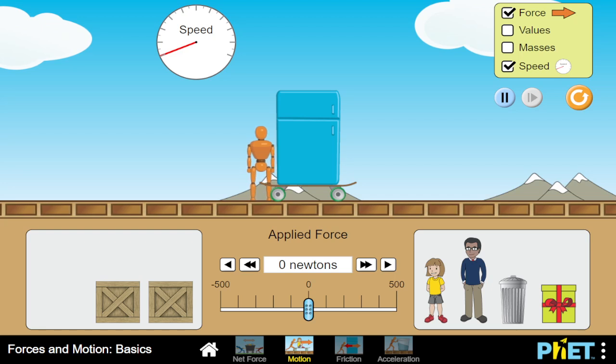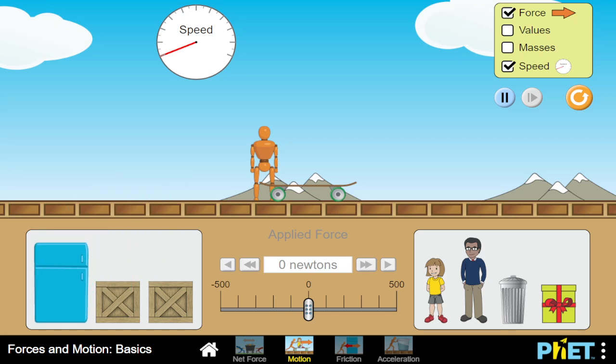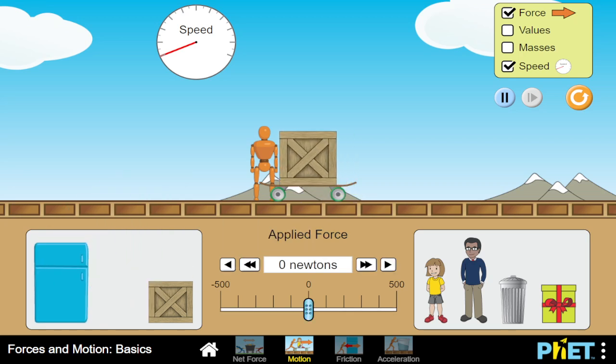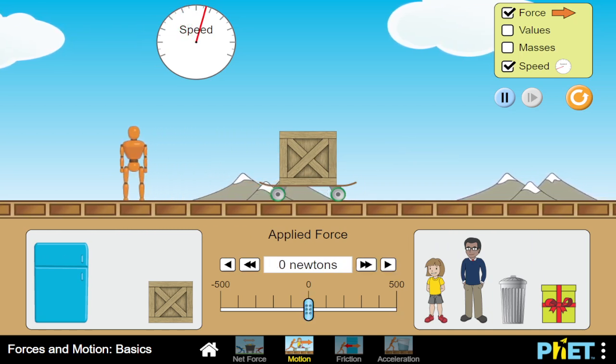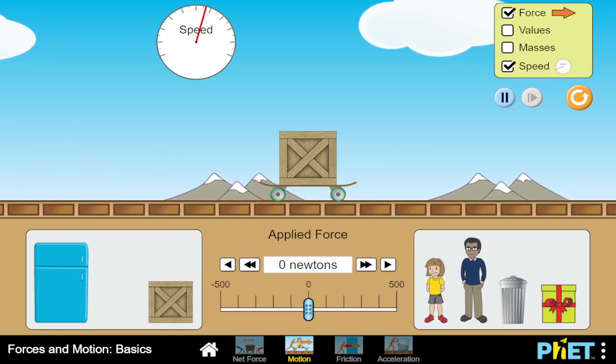One of the other things we know about force is if we have a more massive object, it takes more force to get it to accelerate. If we have a less massive object, then applying the same amount of force is going to cause a much greater acceleration.